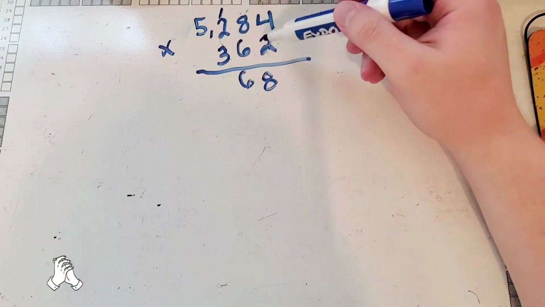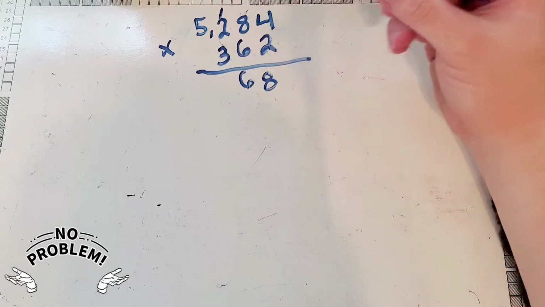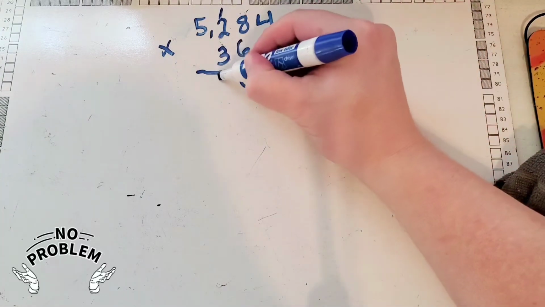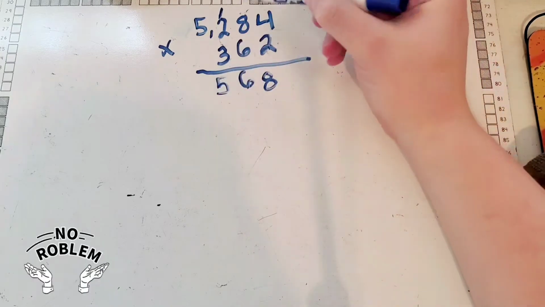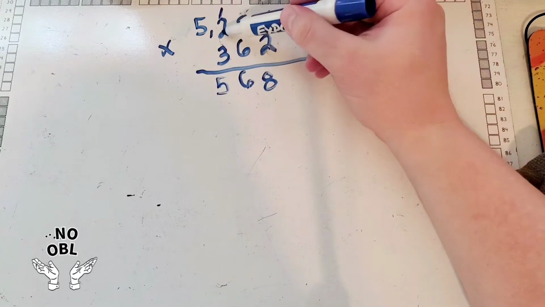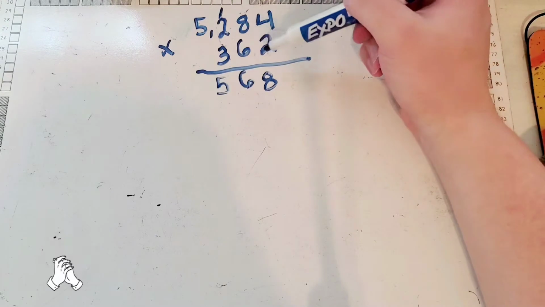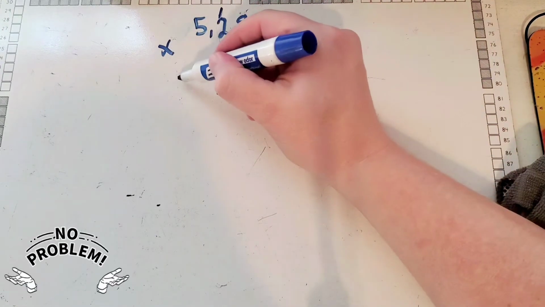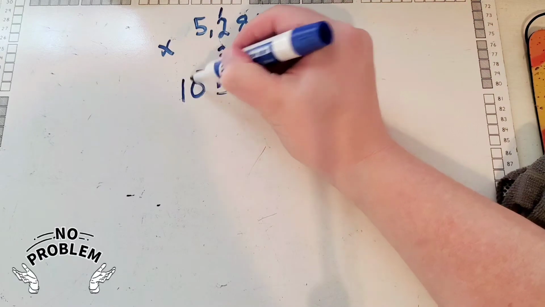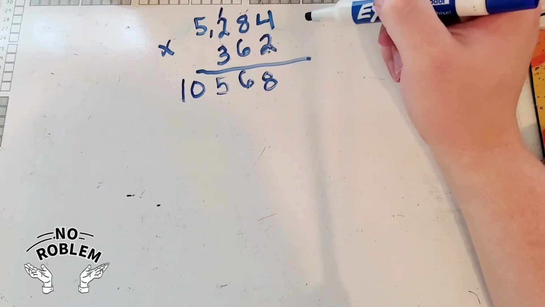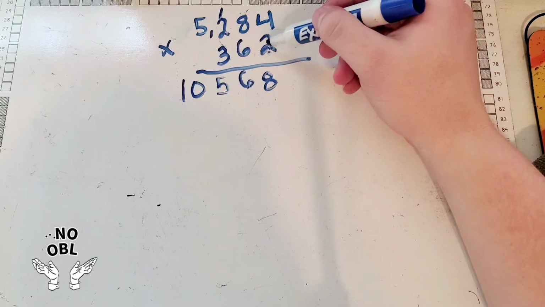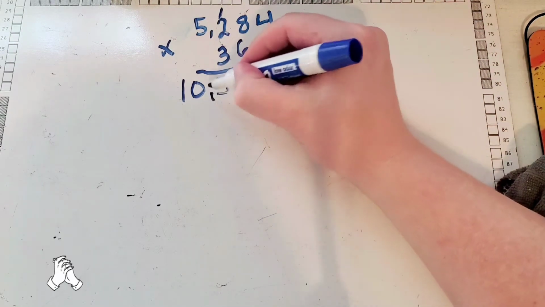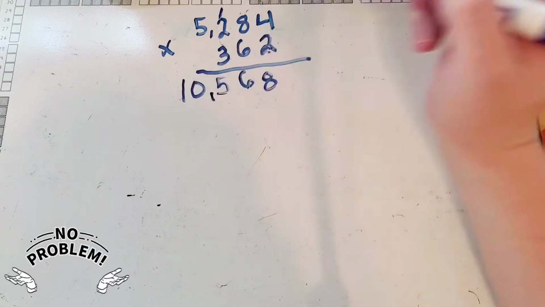Then I'm going to do 2 times 2 is 4, plus 1 more is 5. I added that one right there. Then I'm going to do 2 times 5 is 10. So now I'm finished with multiplying times my ones place. So I'm going to put, that's my ones, tens, hundreds, comma, thousands, 10,000s.